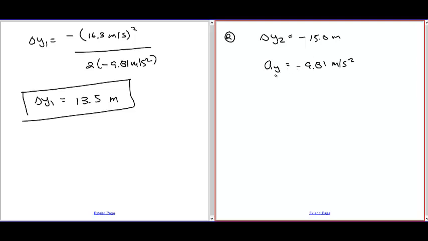And we're starting all the way back at the beginning. And again, you don't have to start at the peak. You can just start at the beginning. You could start at the peak, then your delta y would be 15 plus 13.5, which would be negative 28.5. But I'm just going to start at the beginning again. And so I have the same v0y. What did I say it was? 16.3 meters per second.